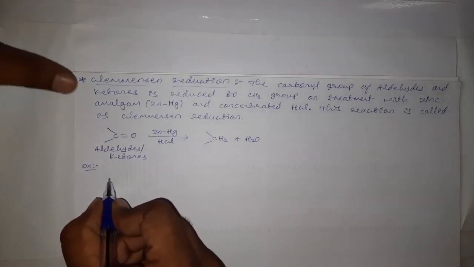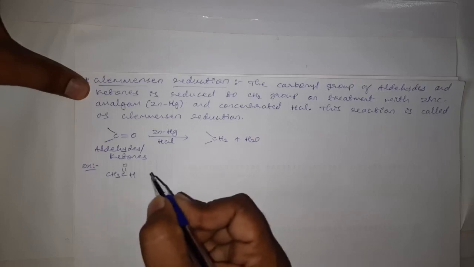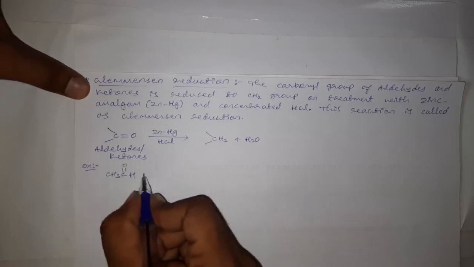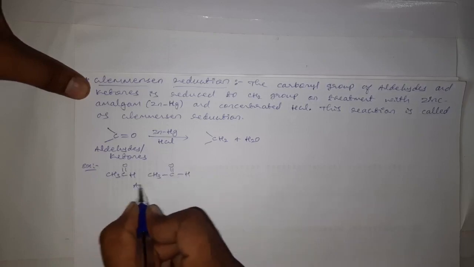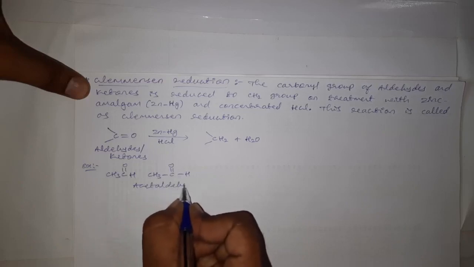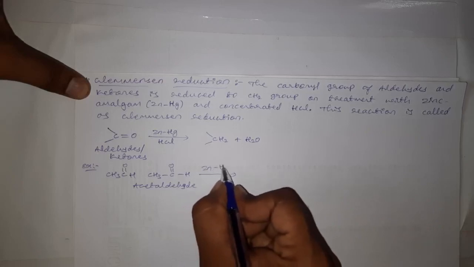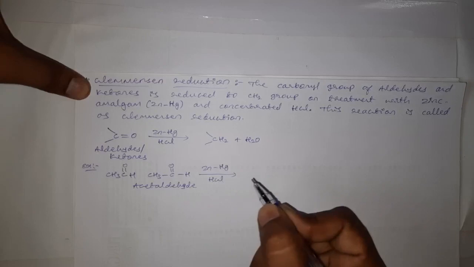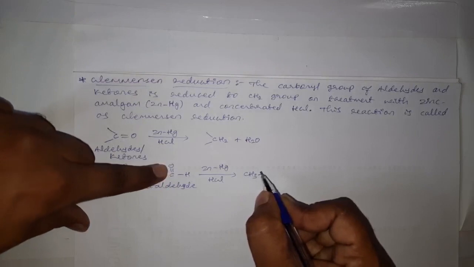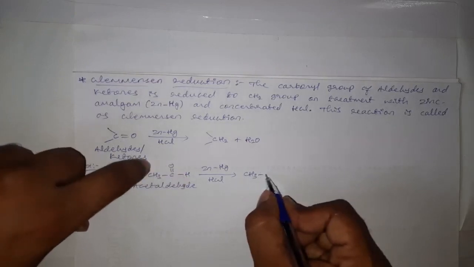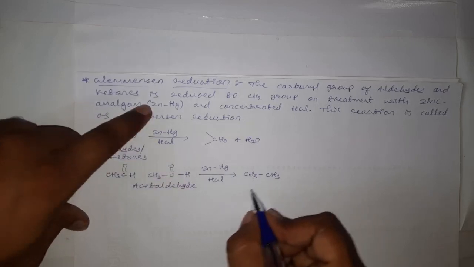Then coming to the particular examples, we can write CH3 C double bond O H. What is it? Acetaldehyde. When this acetaldehyde is treated with zinc amalgam in presence of concentrated hydrochloric acid, we will get CH3, and this C double bond O group will be converted into CH2. It becomes CH3 CH2 CH3... that is, the product is ethane.